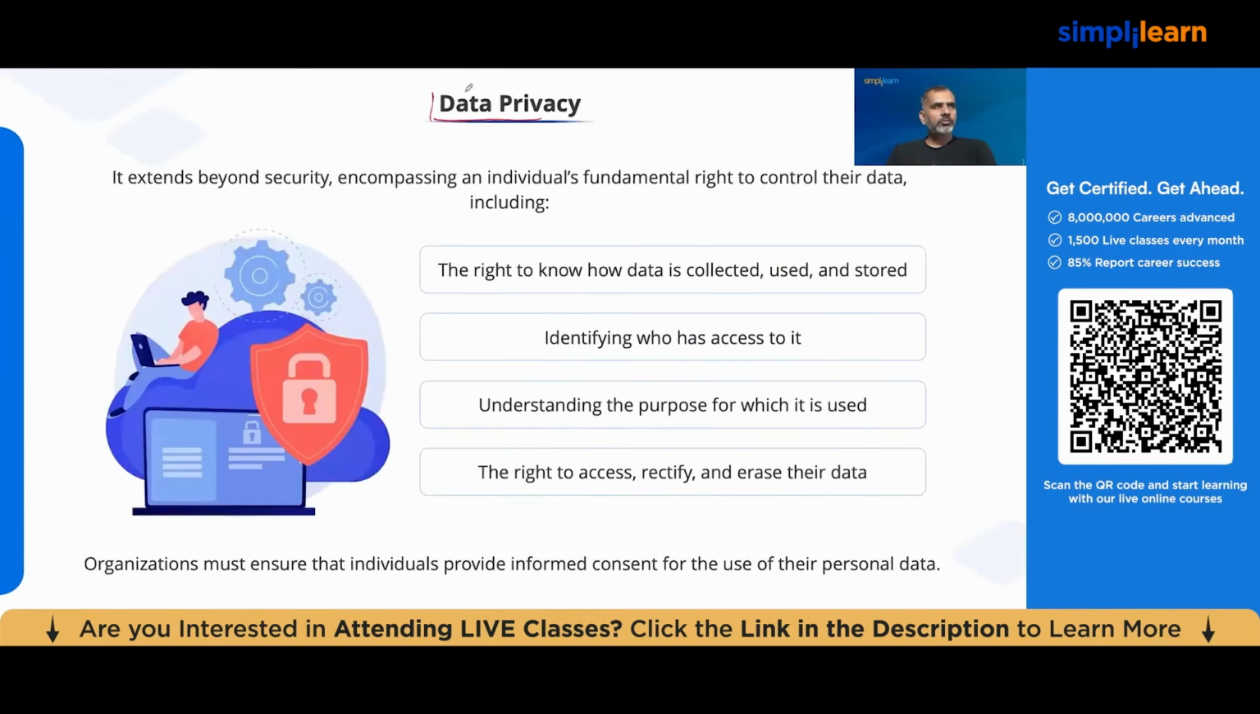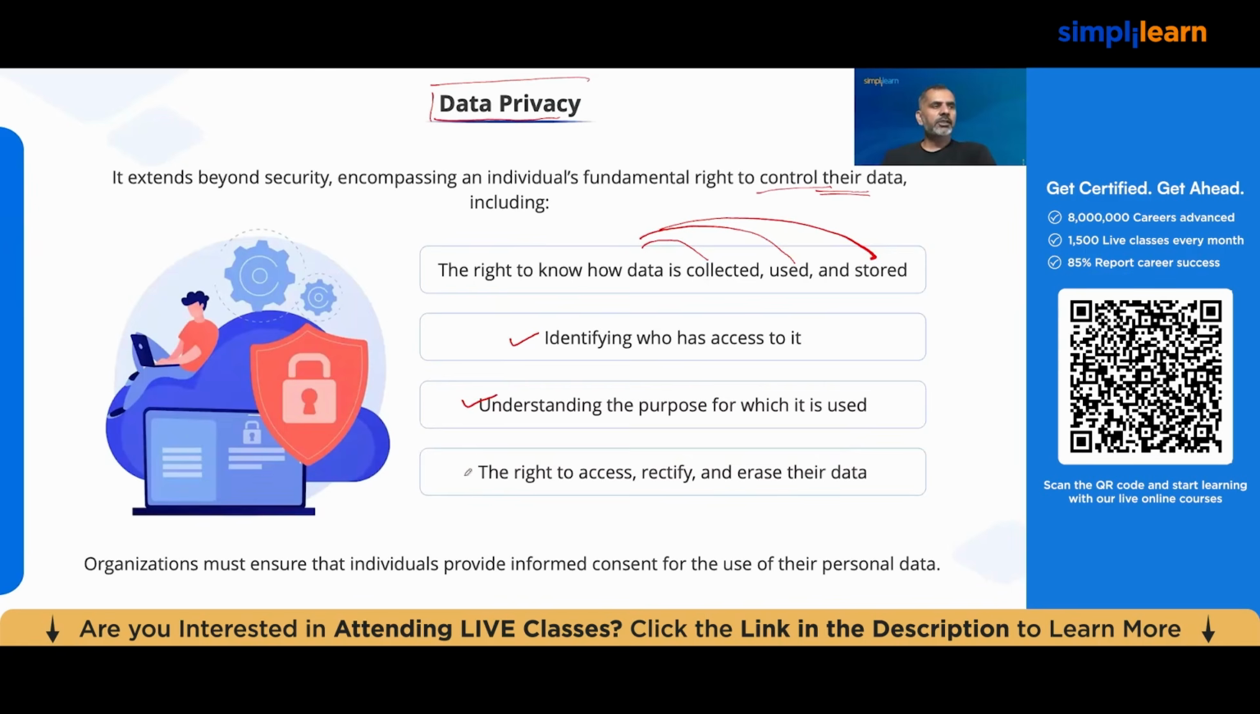Data privacy. After security, we talk about data privacy. When we say data privacy, it basically talks about the individual's fundamental right to control their data. When I say control over their data, that means they have a full right to know how the data is being collected, how it will be used, and how it will be stored. This is very important. Then it should be very transparent who has access to it, and it should be transparent to understand the purpose for which it is used.